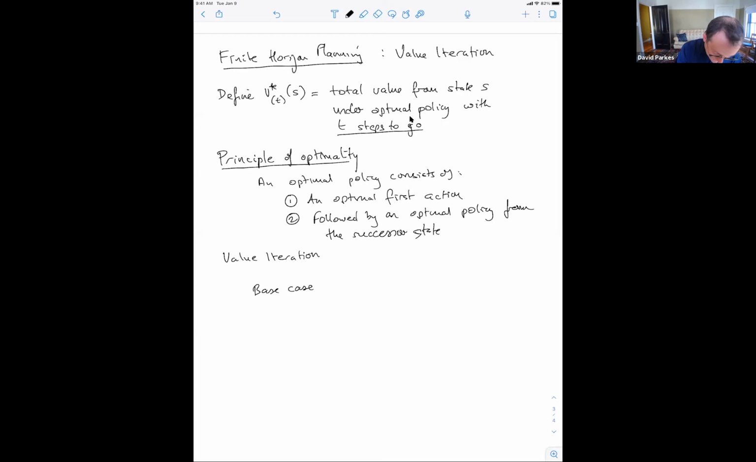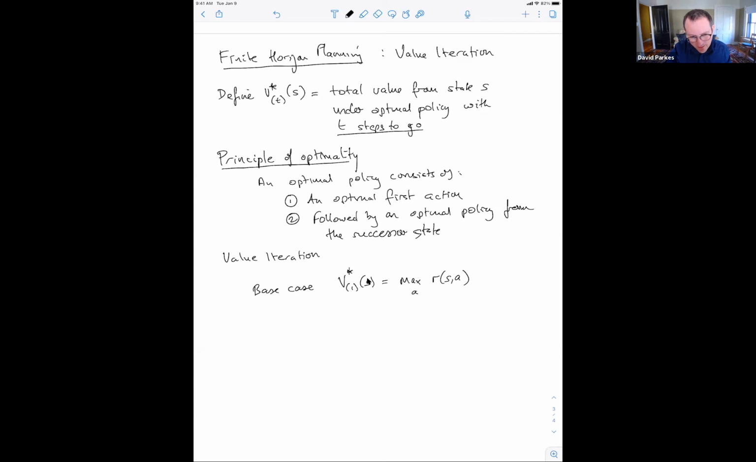Base case. With 1 step to go, you just take the best action. You don't have to worry about the future. This is defined for every state. Notice this is a function of state.